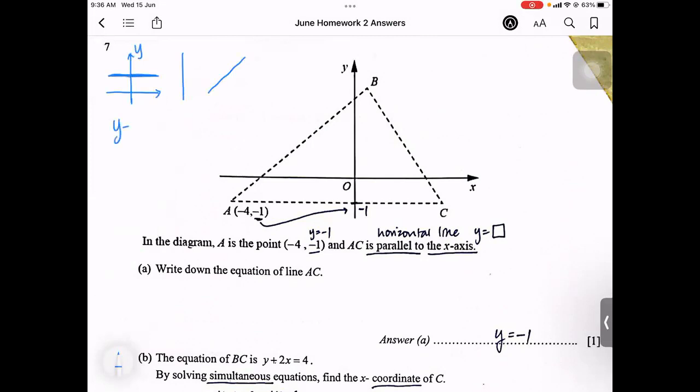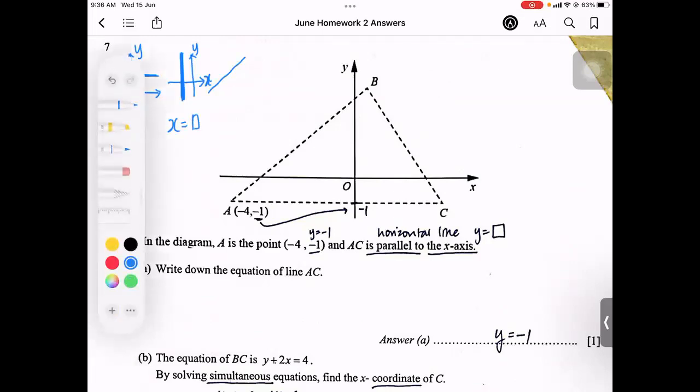So it must be y equals to a number. A vertical line cuts the x-axis. It cuts the x-axis at a number. So it must be x equals to something.